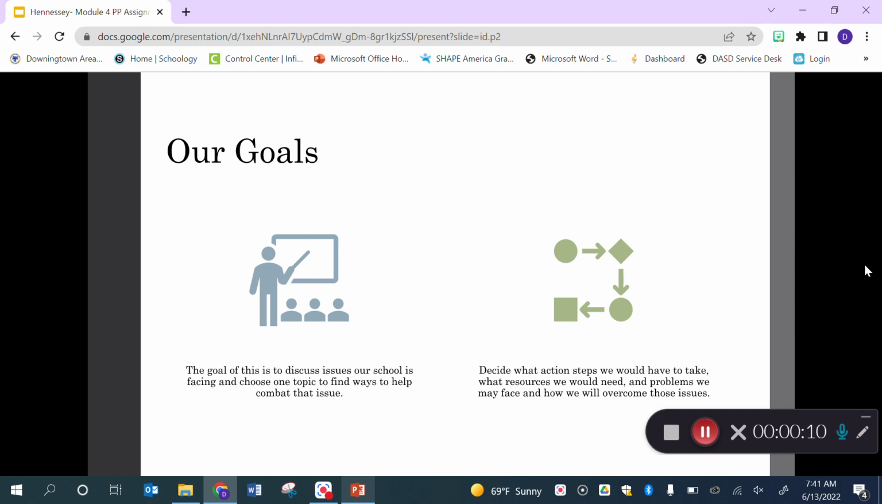Today we are going to discuss two main issues that we face in our schools, find which one that we can face, decide what action steps would need to be taken, what resources we would need, and what problems we may face.